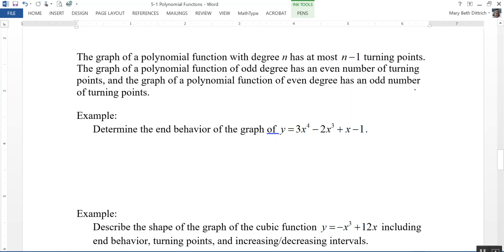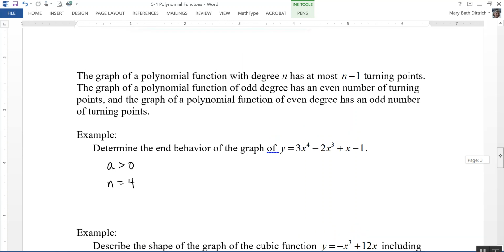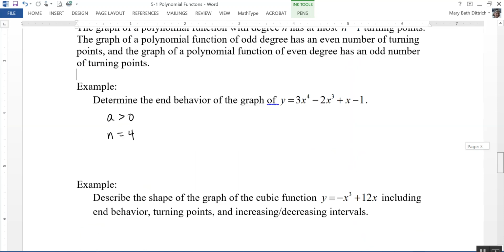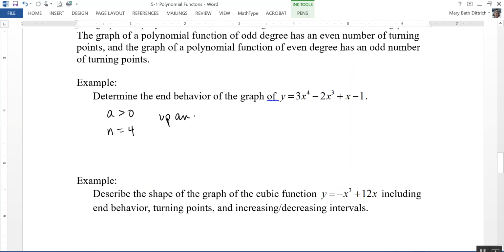So let's take a look at an example here. This says determine the end behavior of the graph of y equals 3x to the fourth minus 2x cubed plus x minus 1. In this case, my leading coefficient a is greater than 0, and my n, or my degree, is 4. Referring back to our chart, a is positive and n is even, so my end behavior is going to be up and up. In other words, the graph of this is probably going to look something like this, going up on the left side and up on the right side.